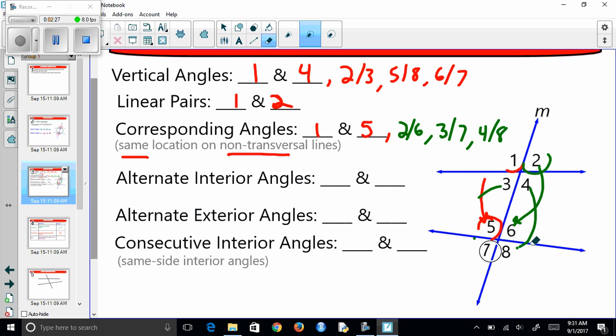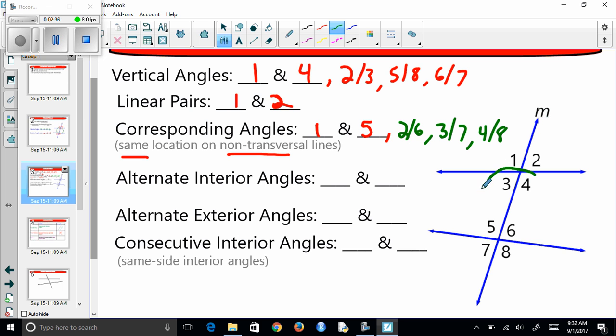So I'm going to erase my lines here. Now, alternate interior. So we know these are our interior angles. Alternate interiors are when it alternates from one side of the line to another. So 3 and 6. Our only other one is 4 and 5. So either of those would be good answers here.